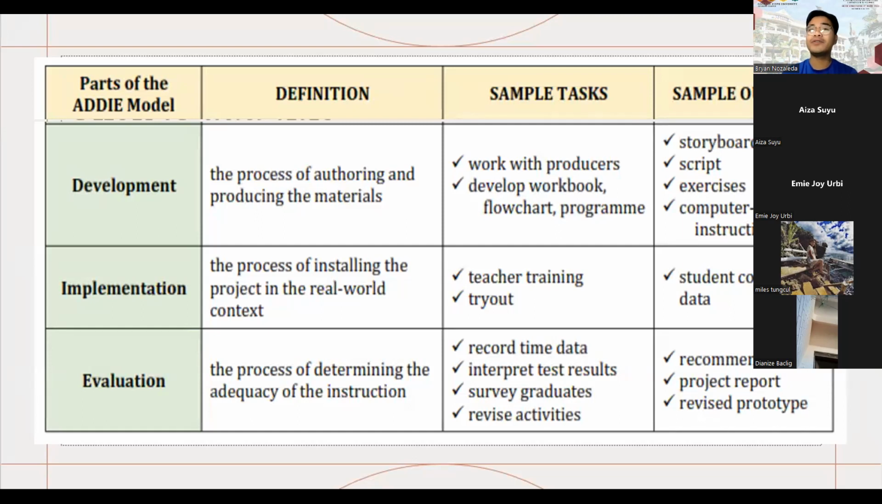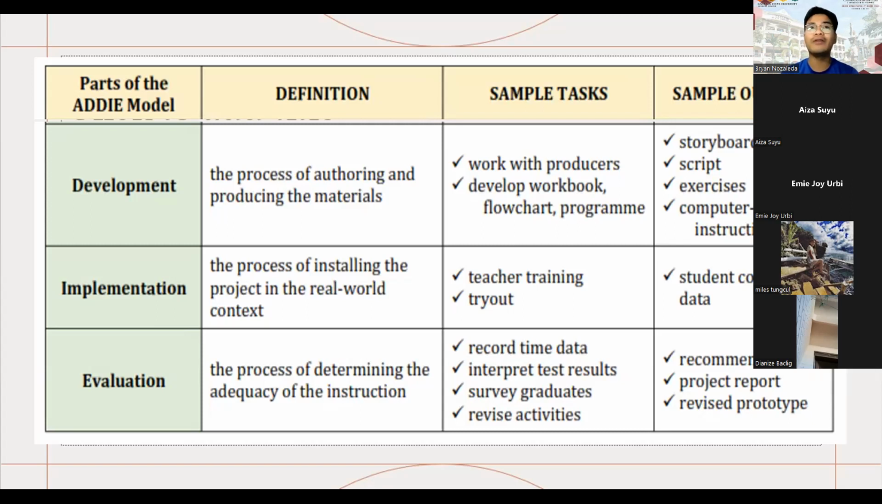And now, based on those tasks, you can now make recommendations for your instructional materials, how to better improve it, project report, and then revise the prototype. So sa inyong demonstration, hindi tayo makakarating dun sa revision ng IM mo. Hanggang implementation lang tayo. Although, dun sa evaluation na gagawin ninyo, I will be asking you, based on your experience at sa experience ng mga estudyante mo, anong pwede nyong gawin pa para ma-improve yung inyong instructional material and of course, your instructional design.